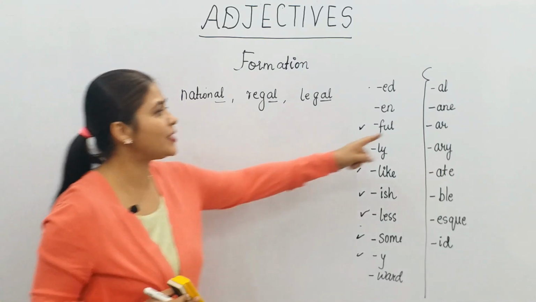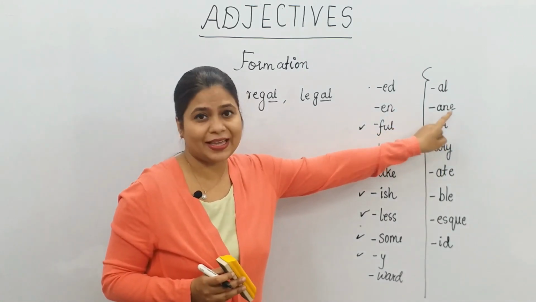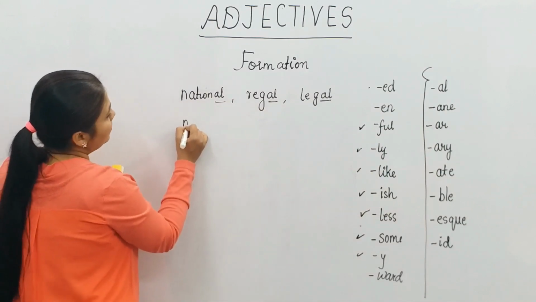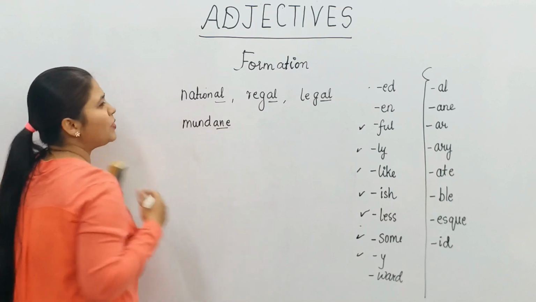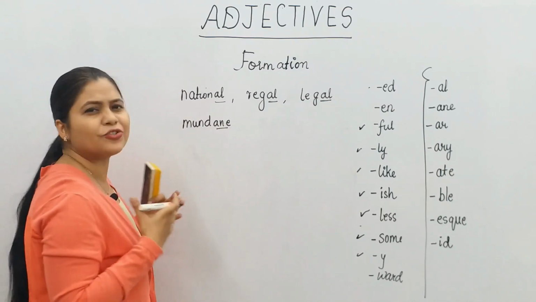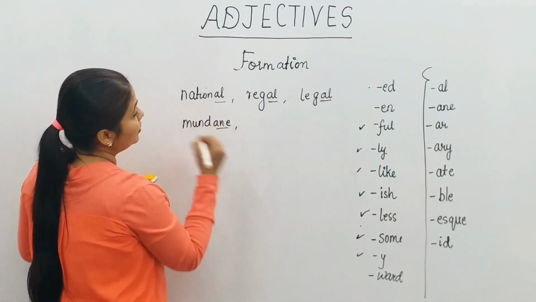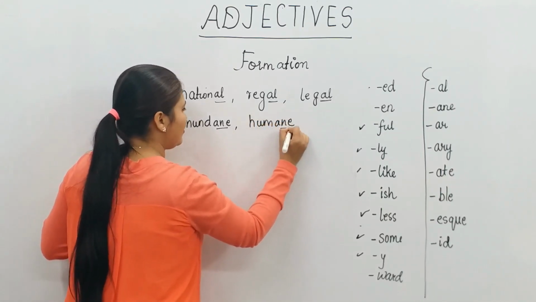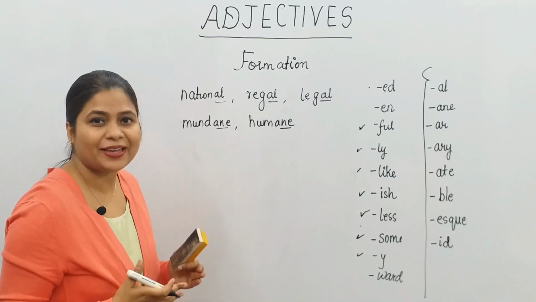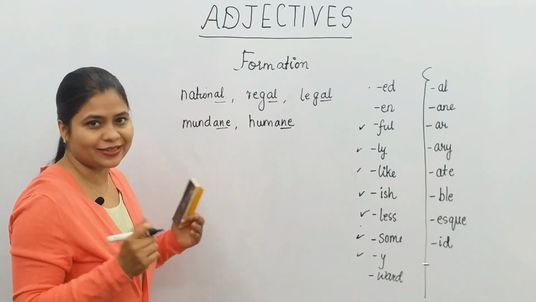Some adjectives have the suffix ane. Mundane, not much happening, something which is not very interesting. On the other hand, I can also have an adjective humane, behavior expected of human beings, kindness.